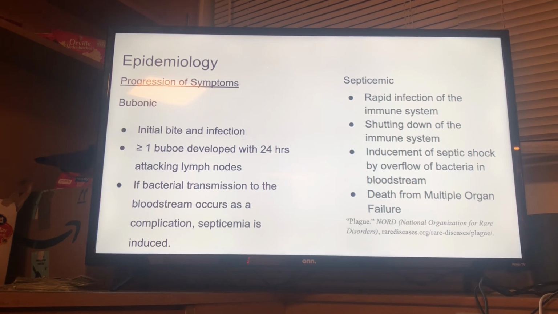The septicemic strain, whenever you're first infected with it from consumption, will rapidly infect your immune system. It'll then shut it down and induce septic shock, which will overflow your circulatory system. It's a mass log phase of bacterial growth that just concentrates in the circulatory system, which is deadly, and you will die from multiple organ failure as a result.